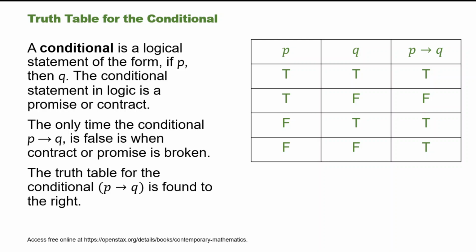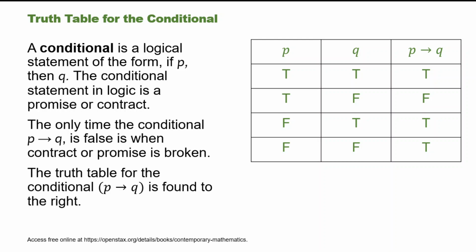Truth table for the conditional. A conditional is a logical statement of the form if P then Q. The conditional statement in logic is a promise or contract. Consider this example. A parent says to a child, "If you eat your vegetables, then you will get dessert."